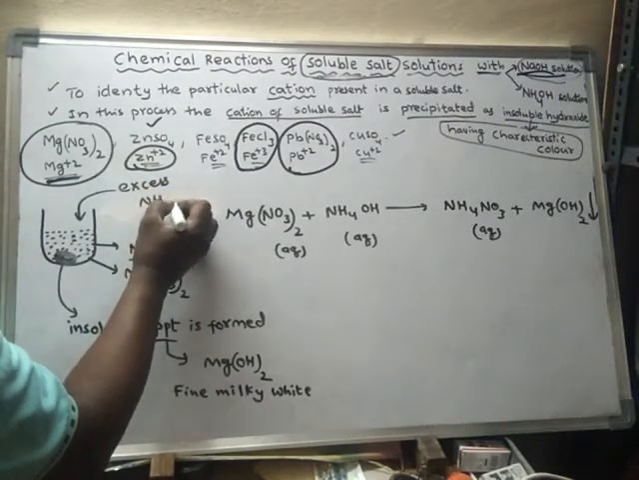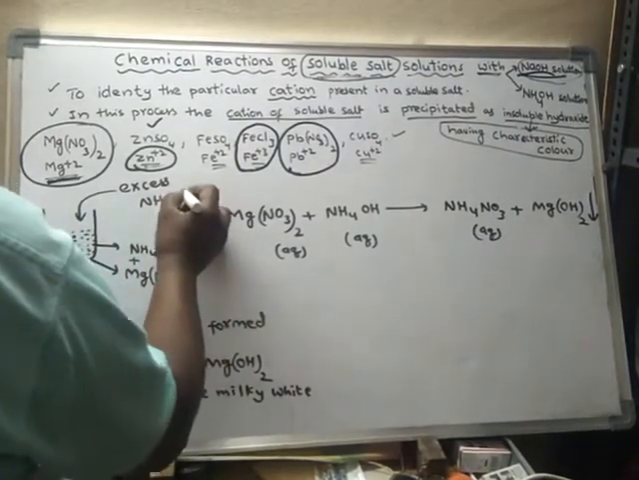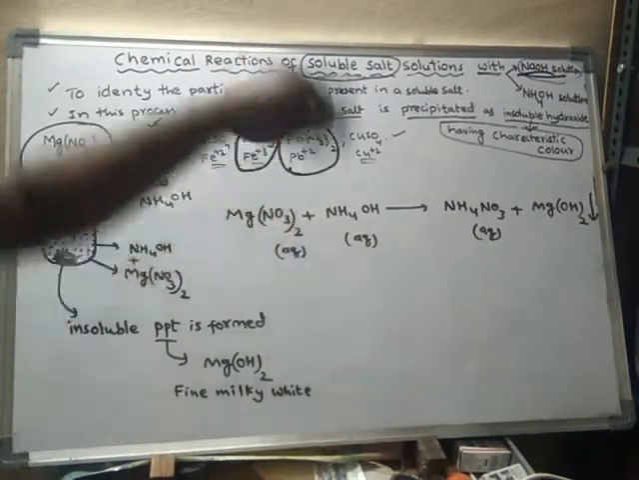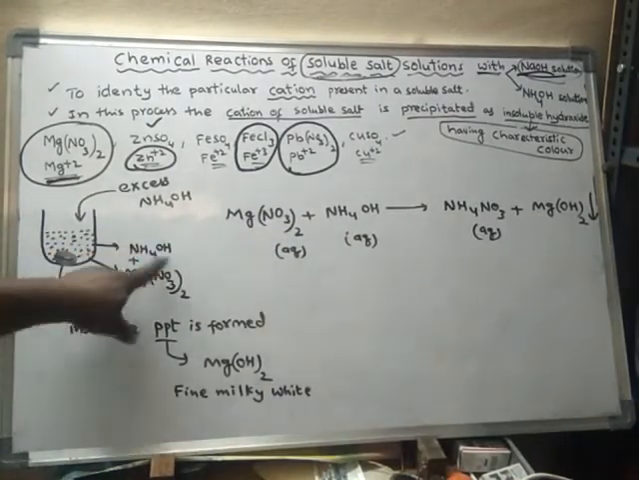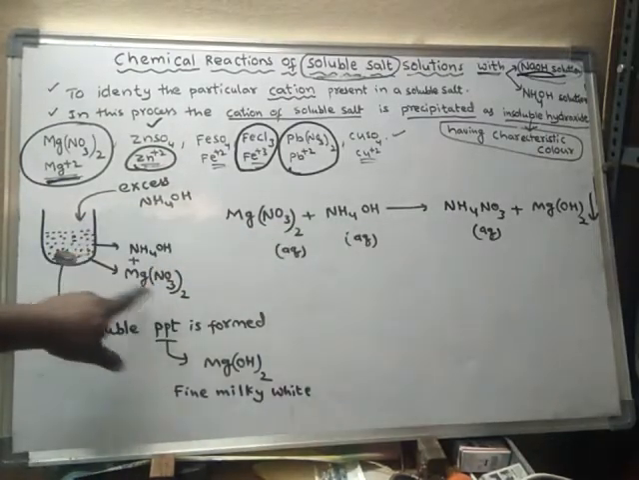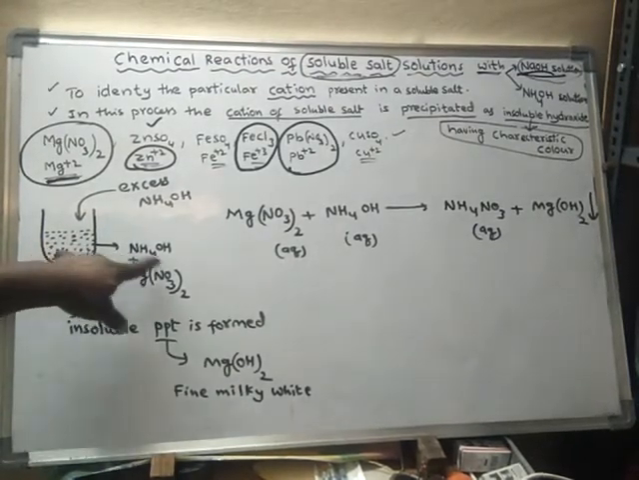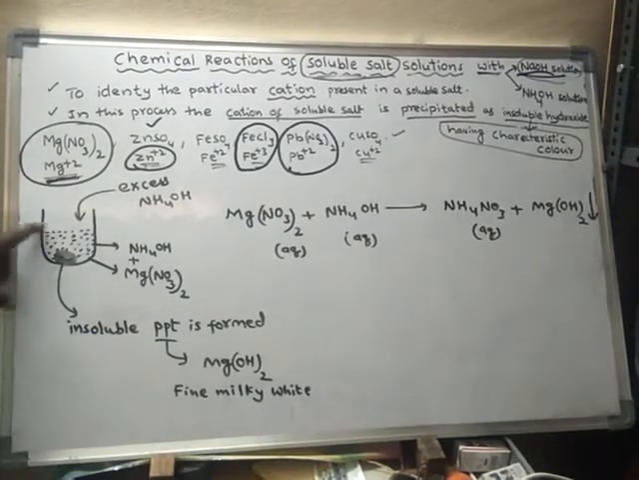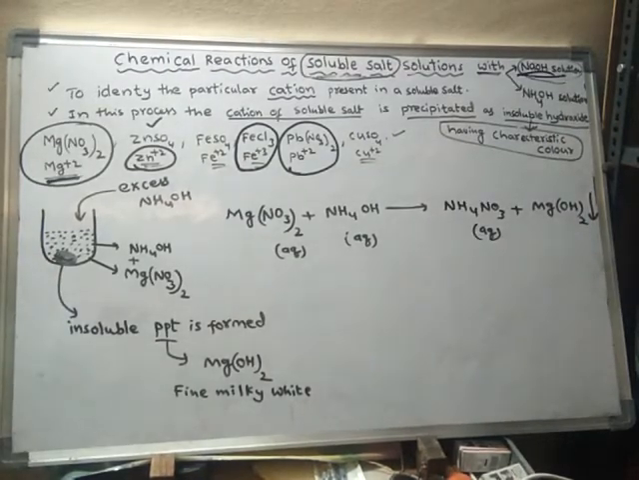We have to add excess ammonium hydroxide now. In the previous case, we have added excess sodium hydroxide. Now we have to add here ammonium hydroxide. In the previous case, we have taken these two substances, sorry, sodium hydroxide and magnesium nitrate. Now we are taking ammonium hydroxide and magnesium nitrate. So when a precipitate is formed, now you take this excess amount of ammonium hydroxide. So when excess amount of ammonium hydroxide is added to this one, the precipitate still remains insoluble.